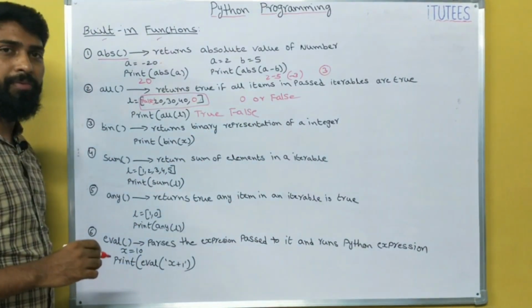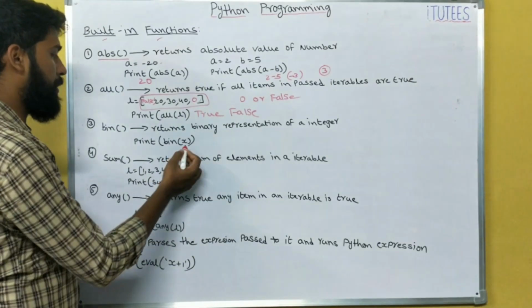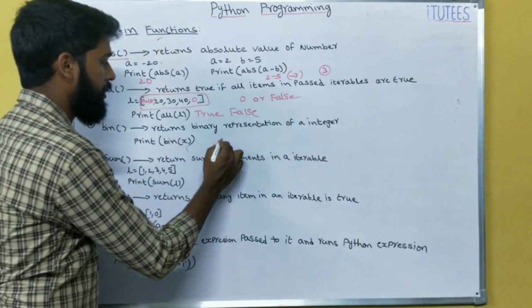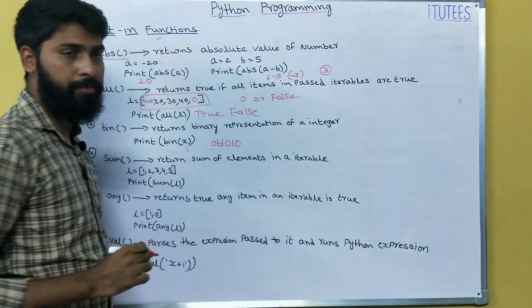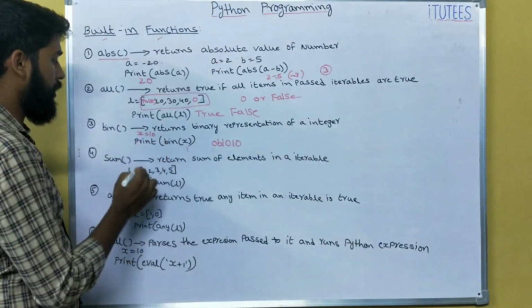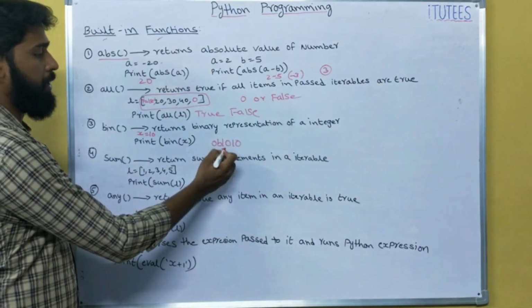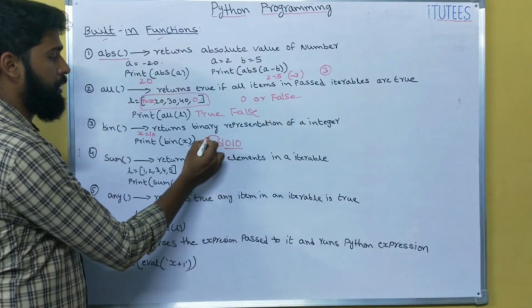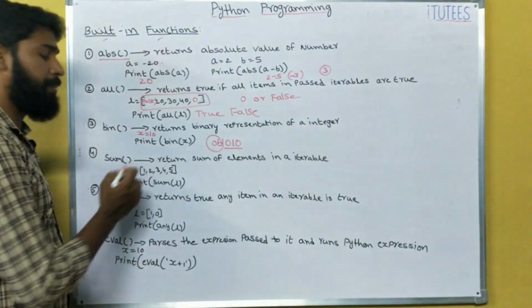The bin function returns the binary representation of an integer. What is the binary representation of x? x equals 10, so print bin of x returns the binary representation, 0b1010, preceded with 0b.